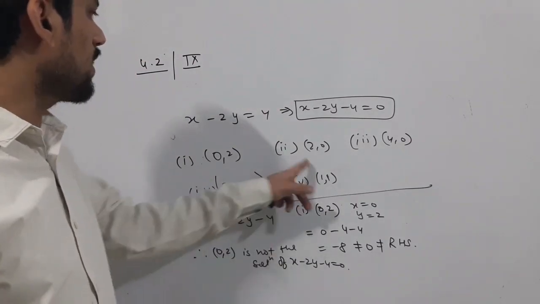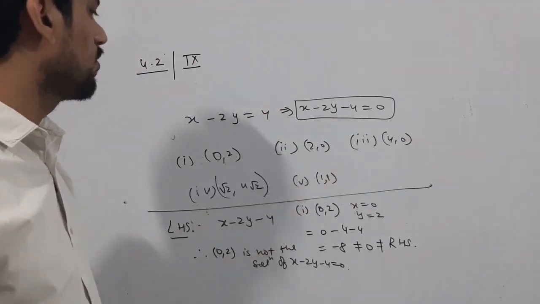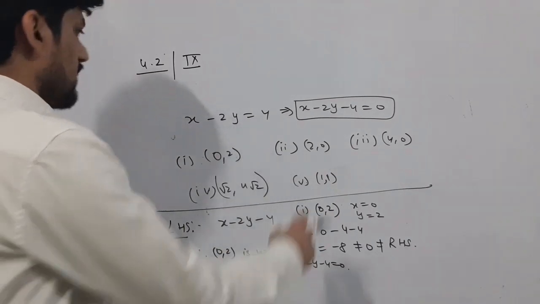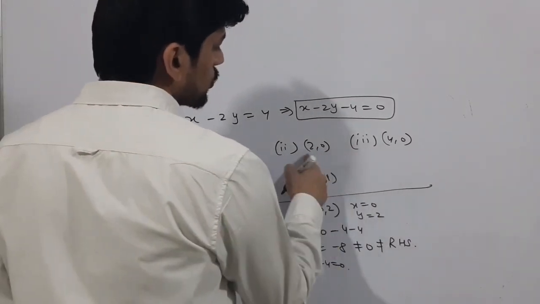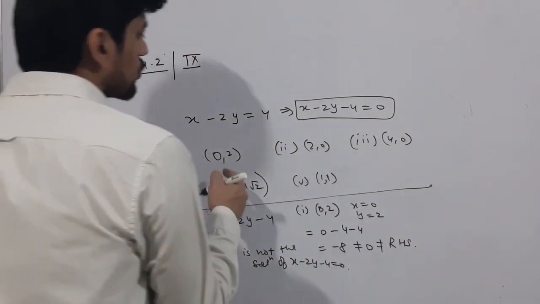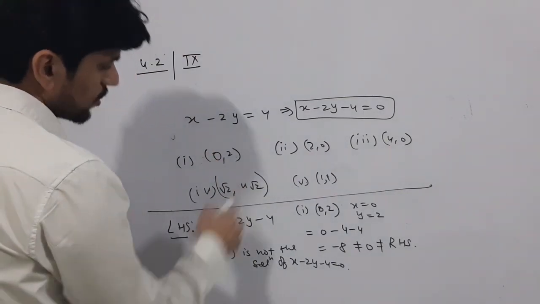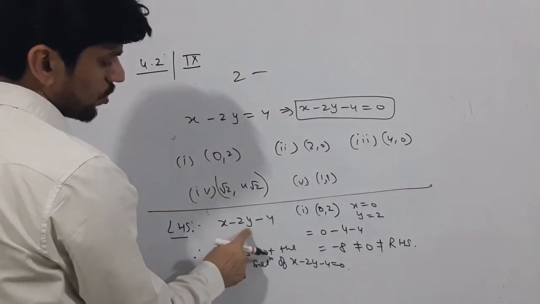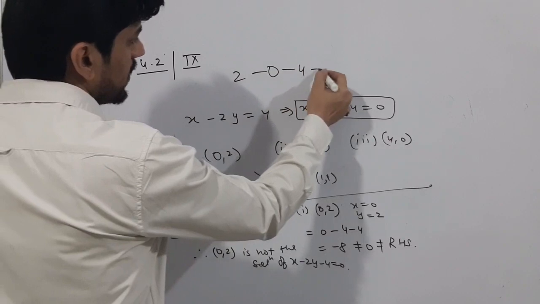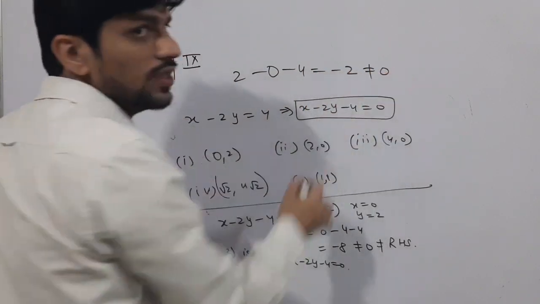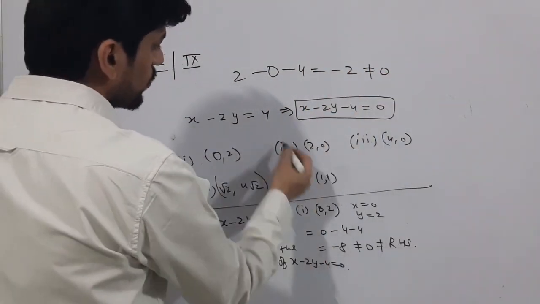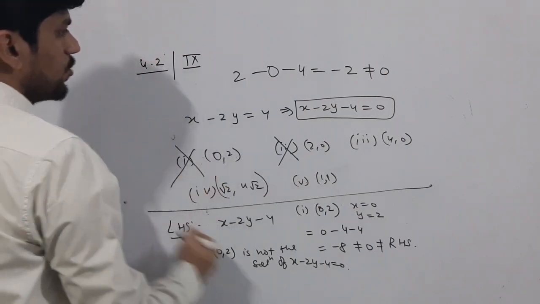Similarly, you can substitute other points to check whether they are solution or not. Suppose we test 2, 0. So x is 2 and y is 0. So 2 minus 2 into 0 is 0 minus 4. It is minus 2 which is not equal to 0. That means this is also not the solution.